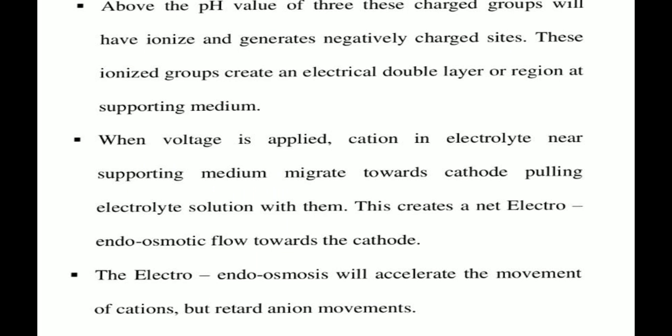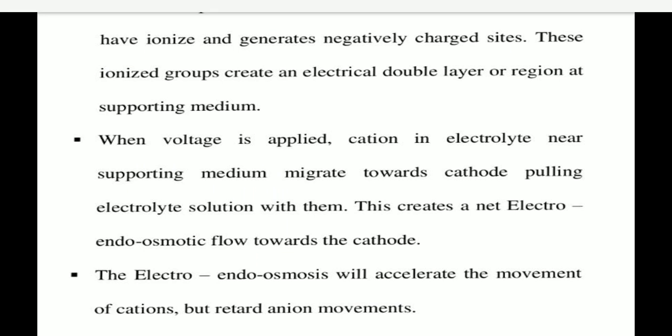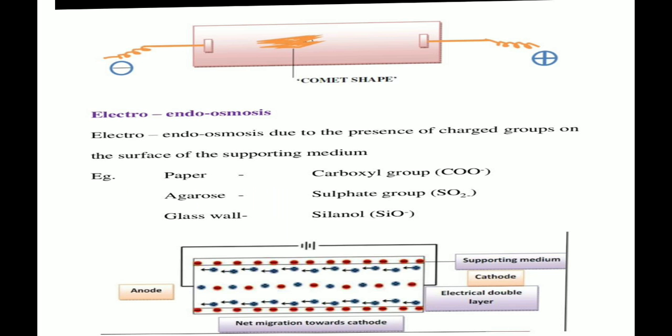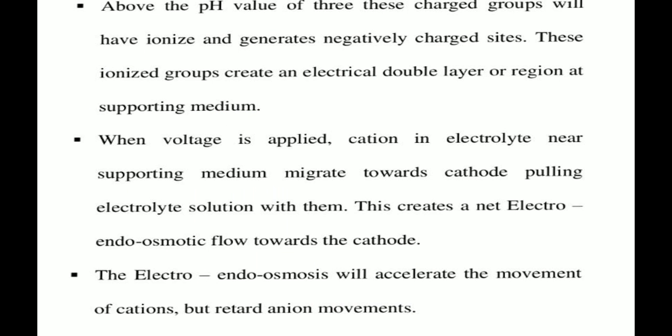So these ionized groups, they create an electrical double layer or a region at a supporting medium. मग त्याच्यामुळे ते काय करतात, डबल लेअर फॉर्म करतात त्या सपोर्टिंग मीडियमवरती किंवा जेलवरती. ठीक आहे. सो वेन व्होल्टेज इज अप्लाइड इन टू दॅट प्रोसेस किंवा त्या सर्किटमध्ये जेव्हा व्होल्टेज अप्लाय होतं तर केटायन्स इन इलेक्ट्रोलाइट नियर सपोर्टिंग मीडियम, they migrate towards the cathode, pulling electrolyte solution with them, and that will create a net electroendoosmotic flow towards that cathode. ठीक आहे, म्हणजे या फिगरमध्ये तुम्ही पाहू शकतात की देर इज अ मायग्रेशन टुवर्ड्स द कॅथोड, आणि जो काय डबल लेअर तयार झाला आहे त्याच्यामुळे काय होतं, कॅथोडकडे जास्त लवकर मायग्रेशन होतं, आणि त्याच्यामुळेच काय होतं, दॅट क्रिएट्स नेट इलेक्ट्रोएंडोऑस्मोटिक flow towards that cathode.